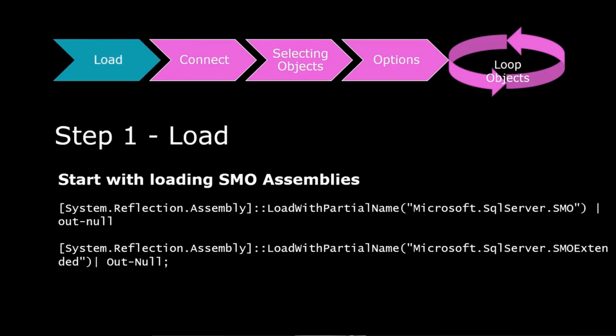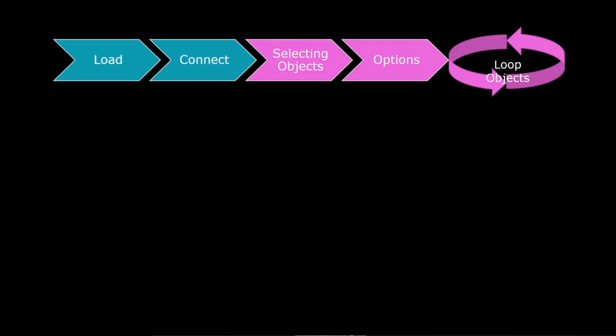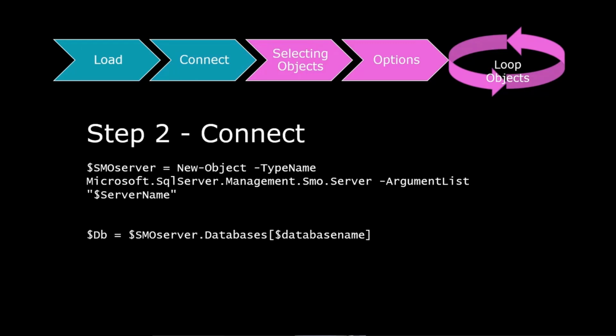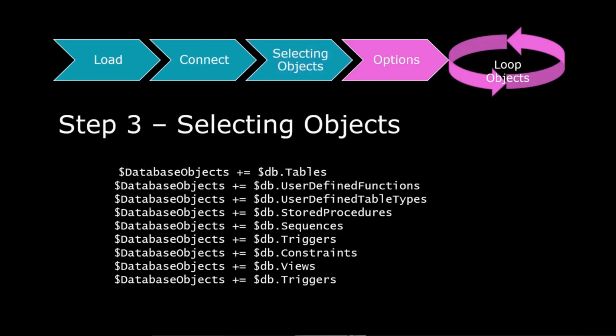The first step in this process is to load the SQL Server assemblies, and these come with the product. You don't have to download anything for this. Then you connect to the SQL Server, supply the database name and the server name, and then select the objects you want to script. I chose all these objects, but you can pick one or more, or even specify the specific table or view that you want to script.